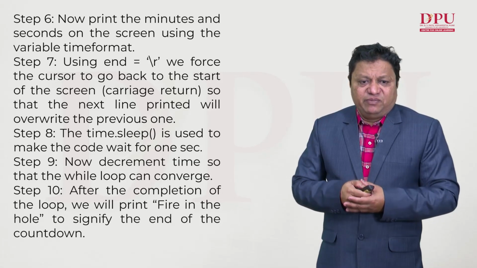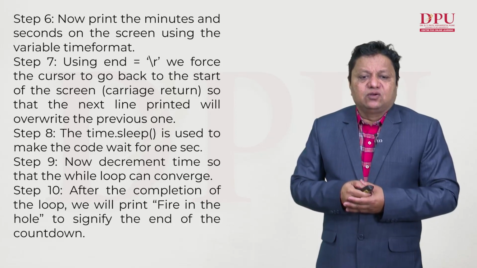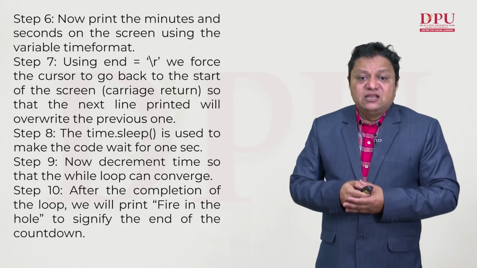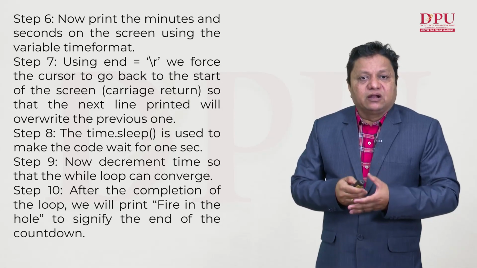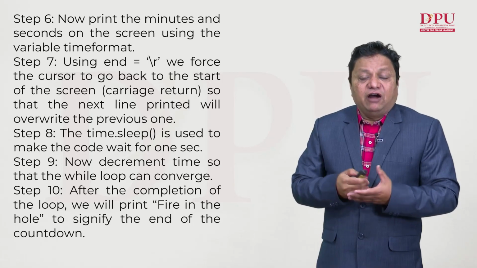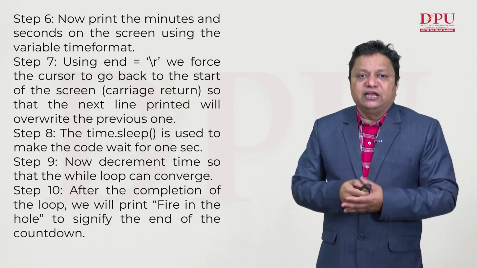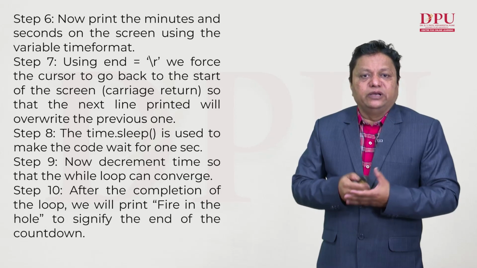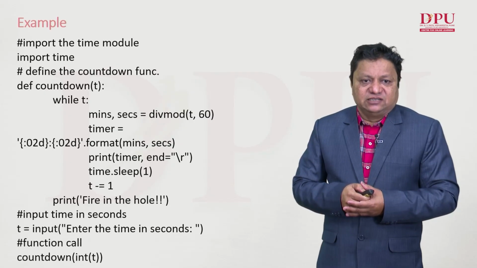Step number 8 will be the time.sleep function, which is used to make the code wait for 1 second. Step number 9, now decrement the time so that the while loop will come to an end after some time. Step number 10, after the completion of the while loop, we will print "fire in the hole" to signify the end of the countdown. So, in this way we can create a countdown application.